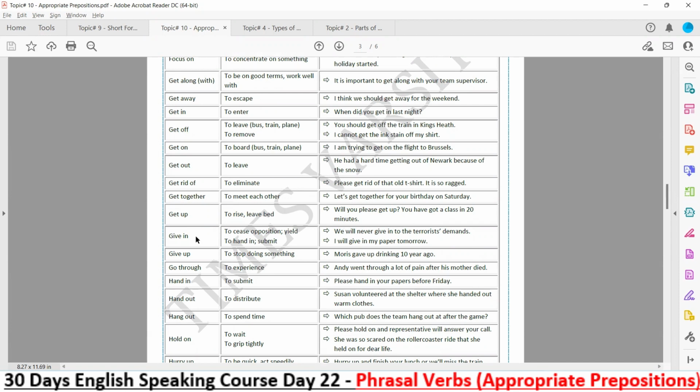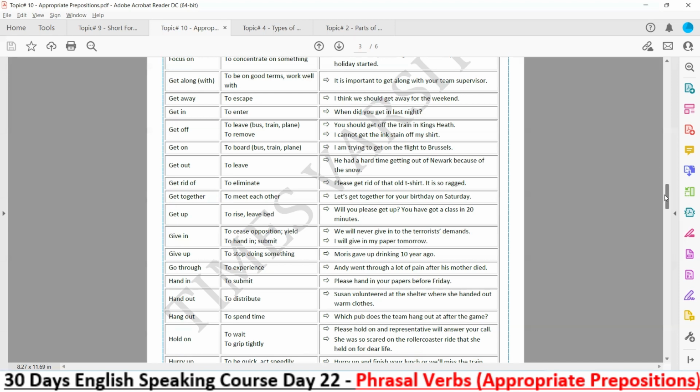Give in, to cease opposition. Yield, to hand in or submit. We will never give in. We will never give in to the terrorists' demand. I will give in my paper tomorrow. Meaning, so here it is submit. All right. Give up means to stop doing something. So Morris gave up drinking 10 years ago, meaning to leave something.